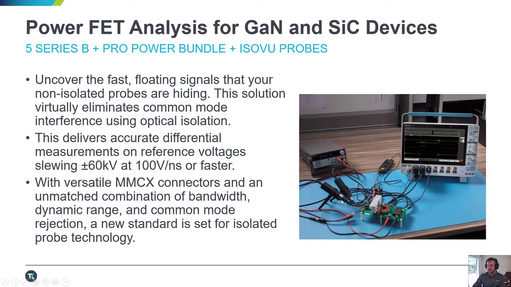And we can see here, these are the IsoView probes, right? So we were talking about the common mode rejection ratio of the optically isolated probes with plus or minus 60 kilovolts at 100 volts per nanosecond or faster. And this MMCX connector, if you can put some of those on your board, that's going to be the best signal fidelity with a really great ground connection.